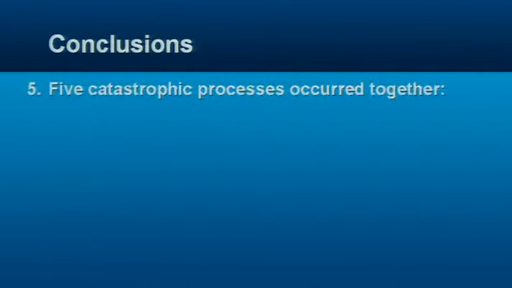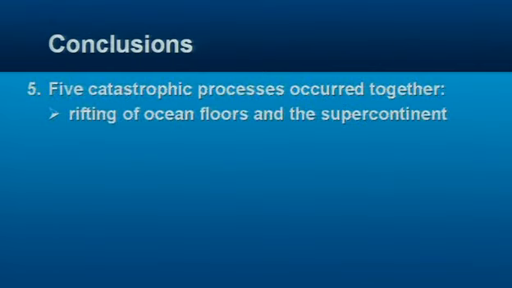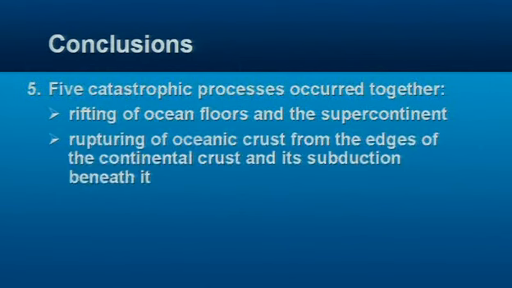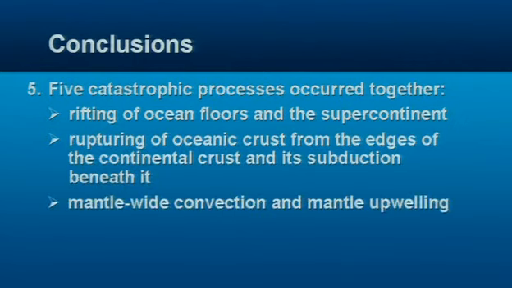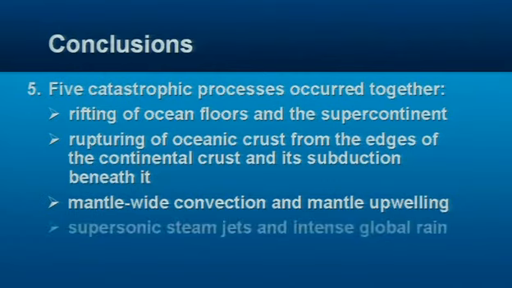Fifth, there were 5 catastrophic processes that all occurred together: the ripping apart of the ocean floor in the supercontinent, the rupturing of the ocean crust connected to the edges of the continents so that it sank underneath the continents that were forming as a result of the rifting apart. We had mantle-wide flow of material so that warm material upwelled to the Earth's surface. Supersonic steam jets were produced to induce intense global rain. The new warm ocean floor rose and therefore raised the sea level.